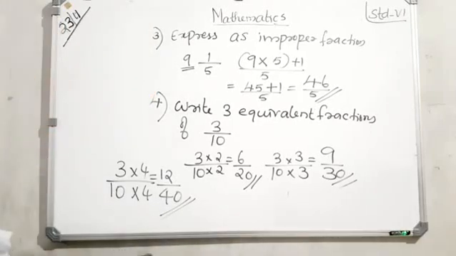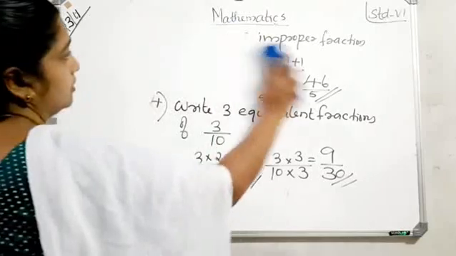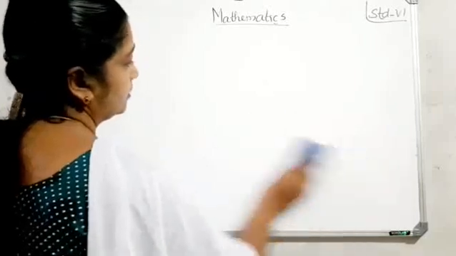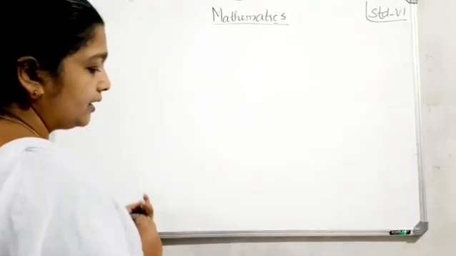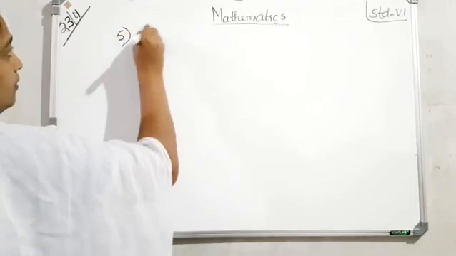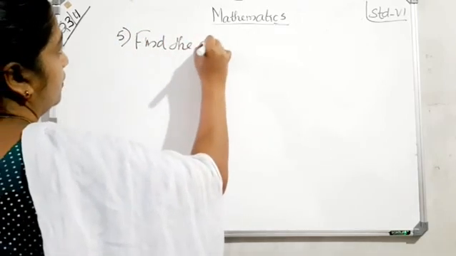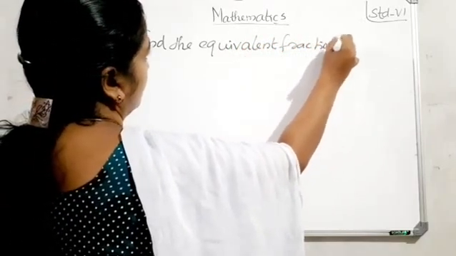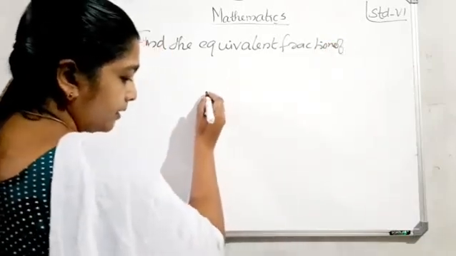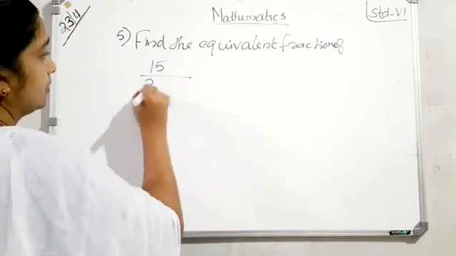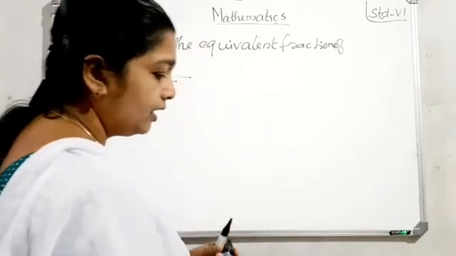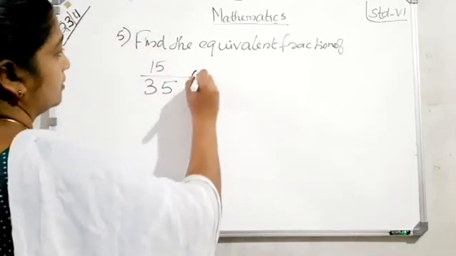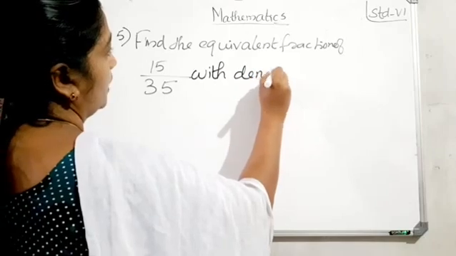Let's write the question. Next, question number 5. All of you write neatly. Find the equivalent fraction of 15 by 35 with the denominator 7.